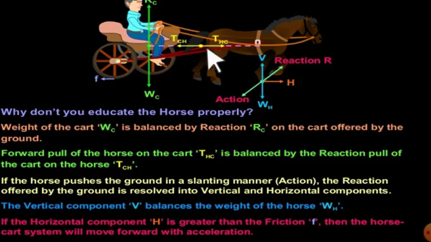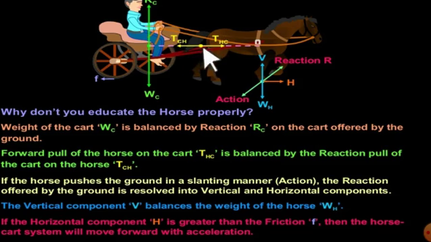Got it? The force that is pulled by the horse onto the cart, let's denote it by this, and another force, the force pulling the horse by the cart, will be on the left hand side. So one is on the right hand side, another is on the left hand side, and they are equal and opposite, again according to Newton's third law.